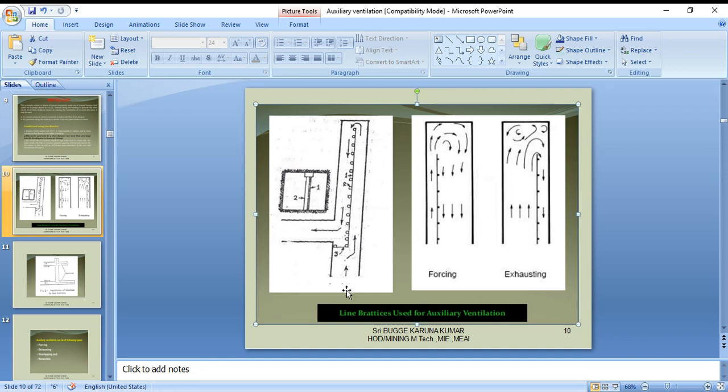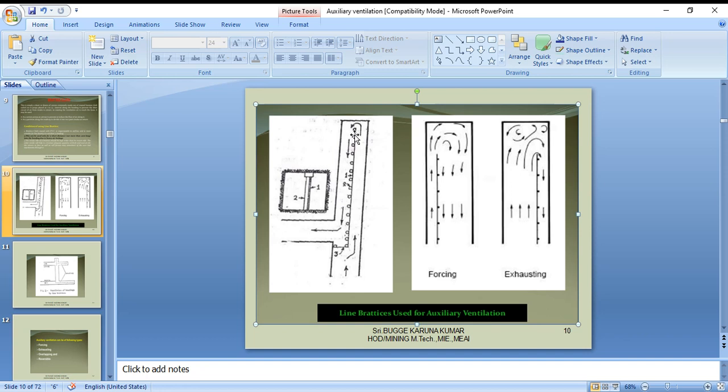This is one heading. The intake air is coming like this, so the return has to go like this. For ventilating a heading, the air current can't go beyond 5 meters. In such a condition, you have to use forced ventilation. You have to divert the air by an artificial line brattice.